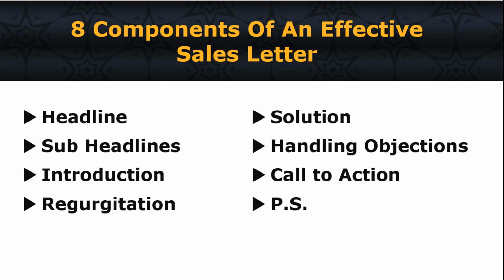8 components of an effective sales letter. There are only 8 simple steps to creating a fantastic prospect-converting sales letter that will blow everyone's minds. They are the headline, subheadlines, introduction, regurgitation, solution, handling objections, call to action, P.S. Let's go through each one by one.